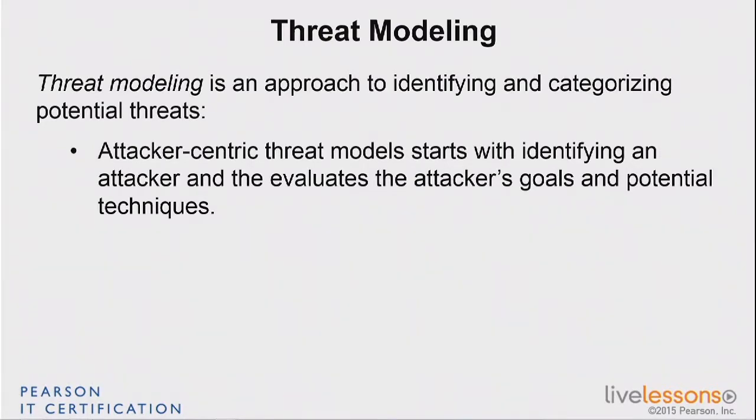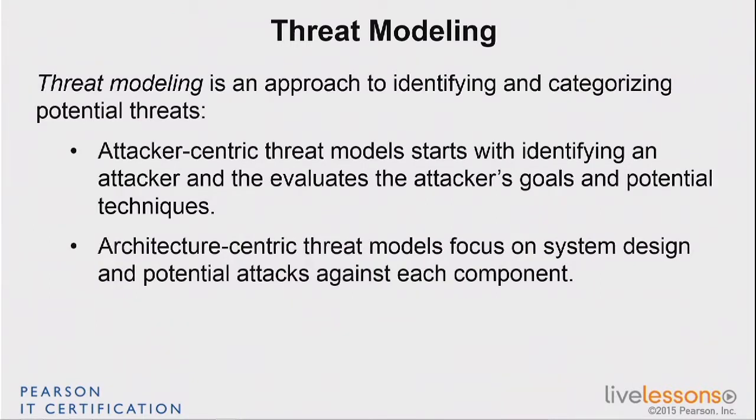What's the potential danger? The second is an architecture-centric model, and that focuses on system design and potential attacks against each component. So you map out the entire flow of the system design or the information system or the project, whichever you're doing. At each stage in the design or the project, you look at what could be a potential attack against that component. So that would be an architecture-centric model.